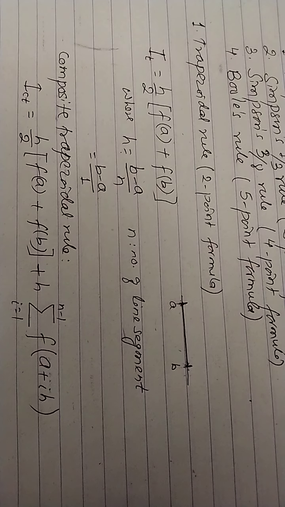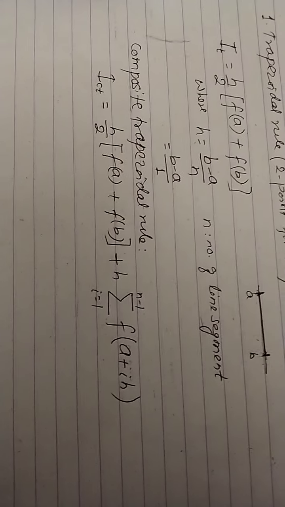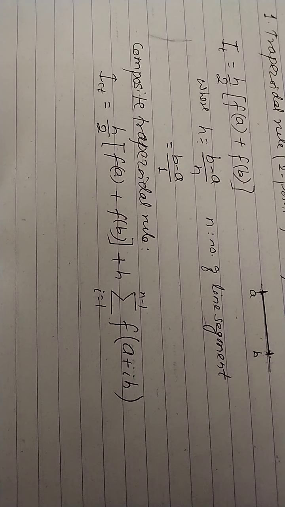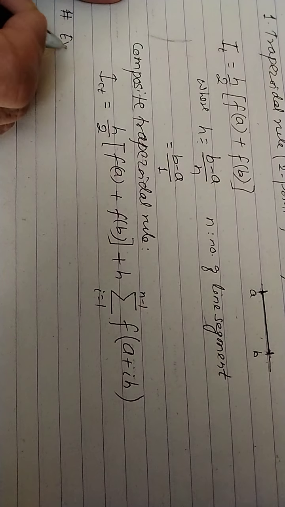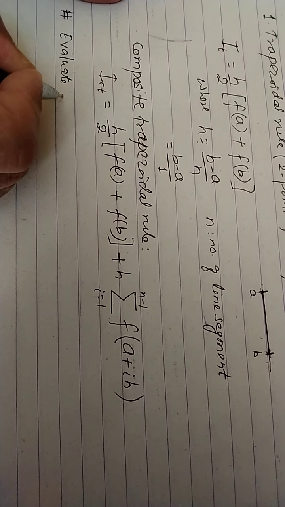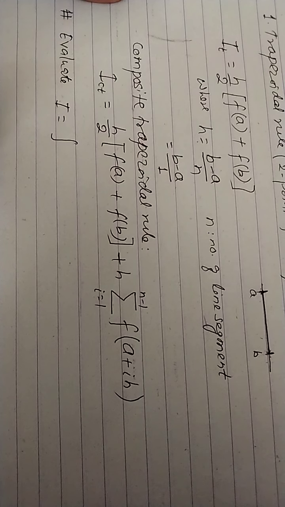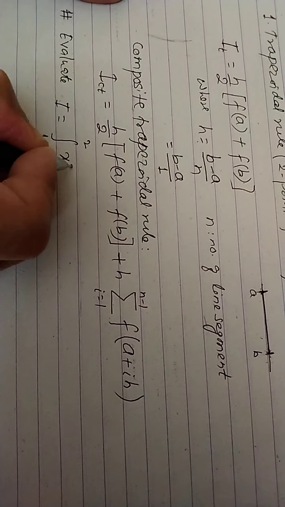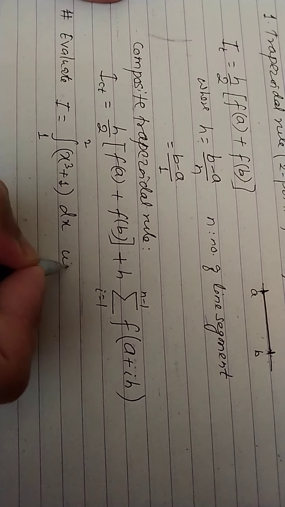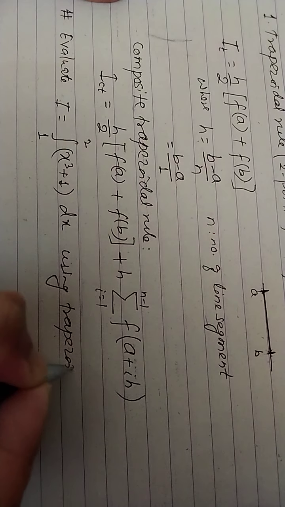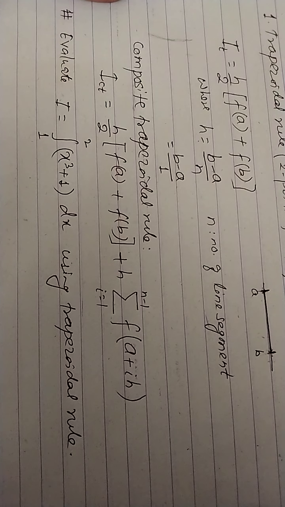Okay, let us do a problem. So these are very easy if you remember the formula. Let us do any numerical. So write down the question. Evaluate the integral I equals to (1 to 2) x cube plus 1 dx using trapezoidal rule. So what the question says is, we have to evaluate this using trapezoidal rule.